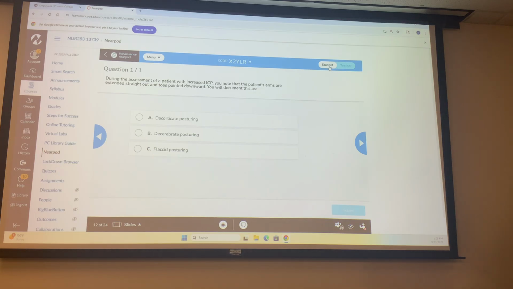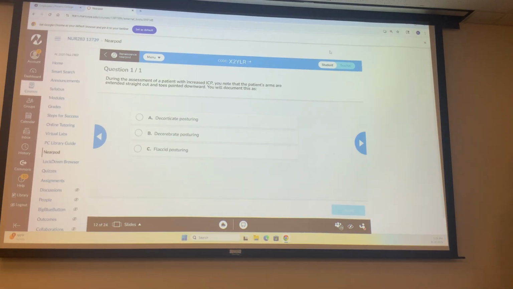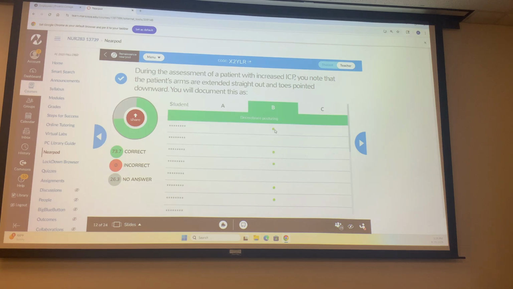Eso. Yeah. Okay, guys, during this test with a patient with increased ICP, you note that the patient's arms are extended straight out and toes pointed downward. So, for the exam, you need to know description of words as well as pictures, okay? So, pointed downward, you will document as what? What do we think it is? Decerebrate, yes. What's worse, decorticate or decerebrate? Decerebrate, excellent, good job.